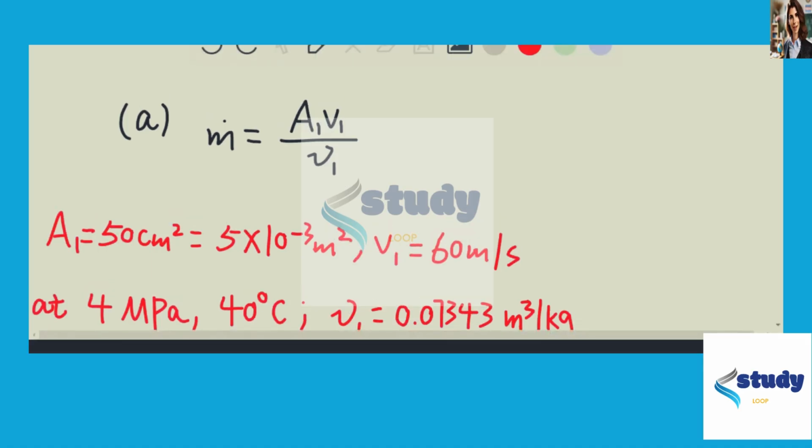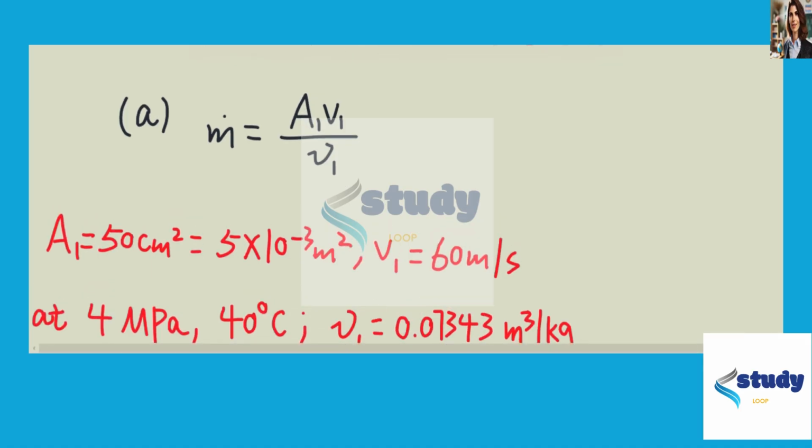Okay, so we know the mass flow rate can be equal to A1 V1 over specific volume v1 here. So A1, which is the inlet area, is given as 50 centimeters squared. If we convert it to meter squared, it's about 5 times 10 to the power negative 3 meters squared. And we know the inlet velocity, which is V1 here, is equal to 60 meters per second.